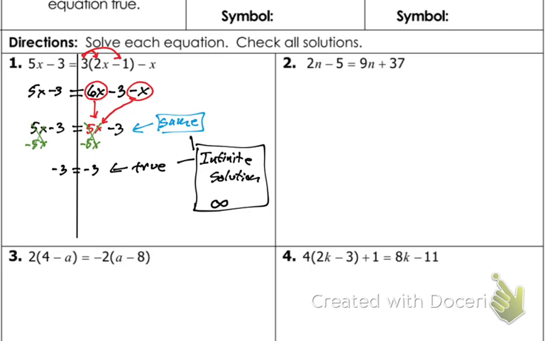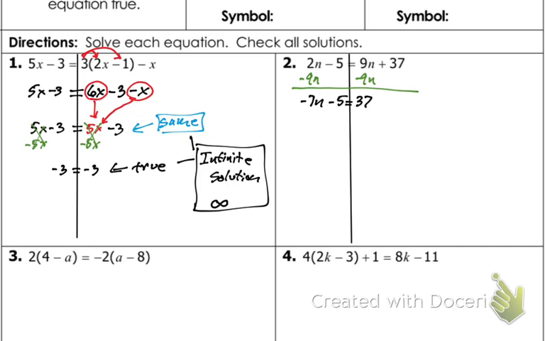Okay. Let's look at number 2. They're both simplified. Sean said something great. He said they're both simplified, so that means we just got to get all of our variables on one side. Let's say I want to keep the 2n on this side. What do I have to do to the 9n over here? We're going to subtract 9n from both sides. 2n minus 9n is a negative 7n, minus 5 equals 37. Hey, guys, did my n's cancel out? No. So that probably means we have one solution, right?